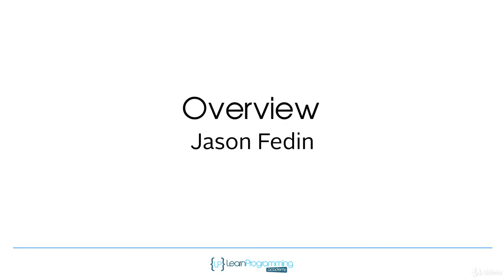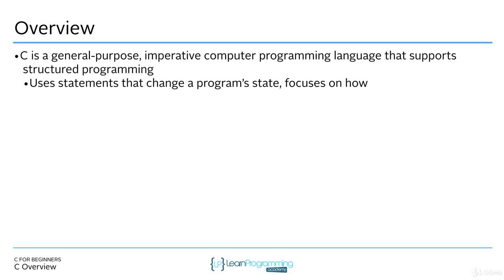We can finally start learning a little bit about C. I want to provide an overview and give you a little idea of how C came about. So C is a general purpose imperative programming language.